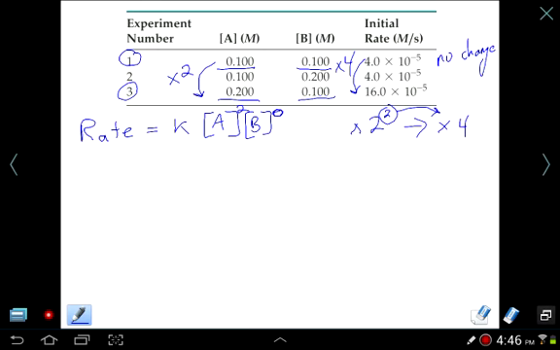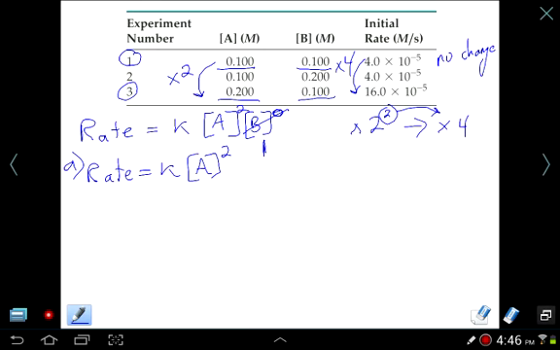Now anytime a reaction is 0 order, we usually exclude it, because if it's 0 order, this thing essentially becomes a 1 and we don't have to write it. So our rate law turns out to be rate equals K times A to the second power. And this is a second order reaction overall. So this is our portion A.